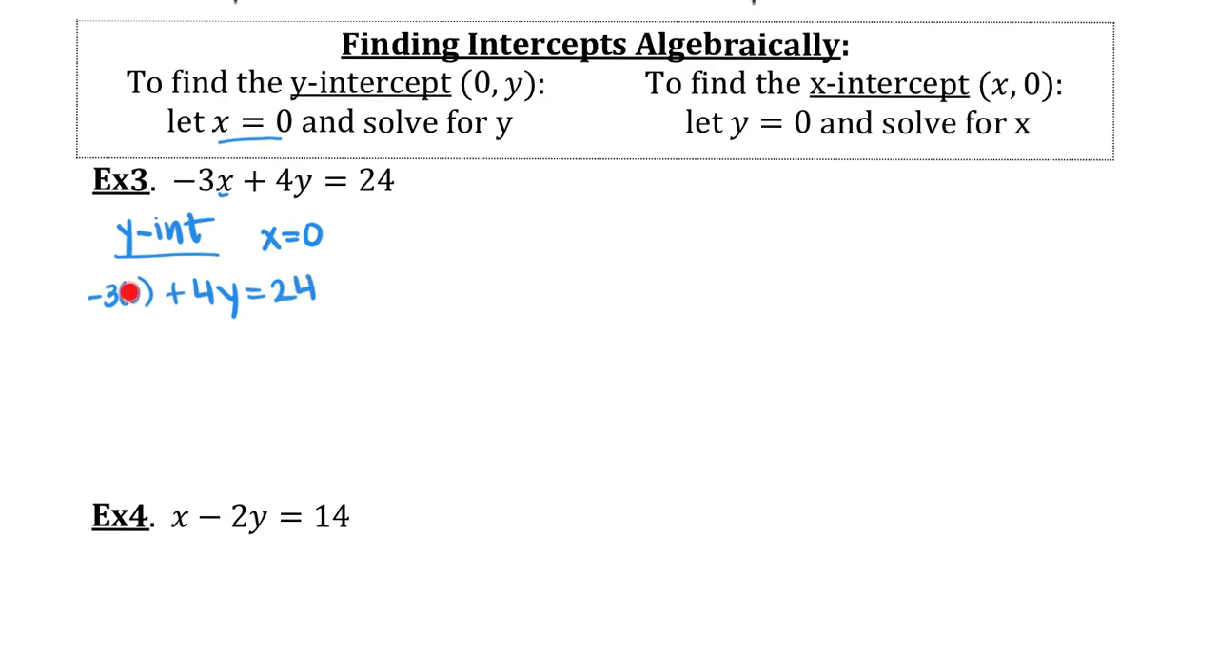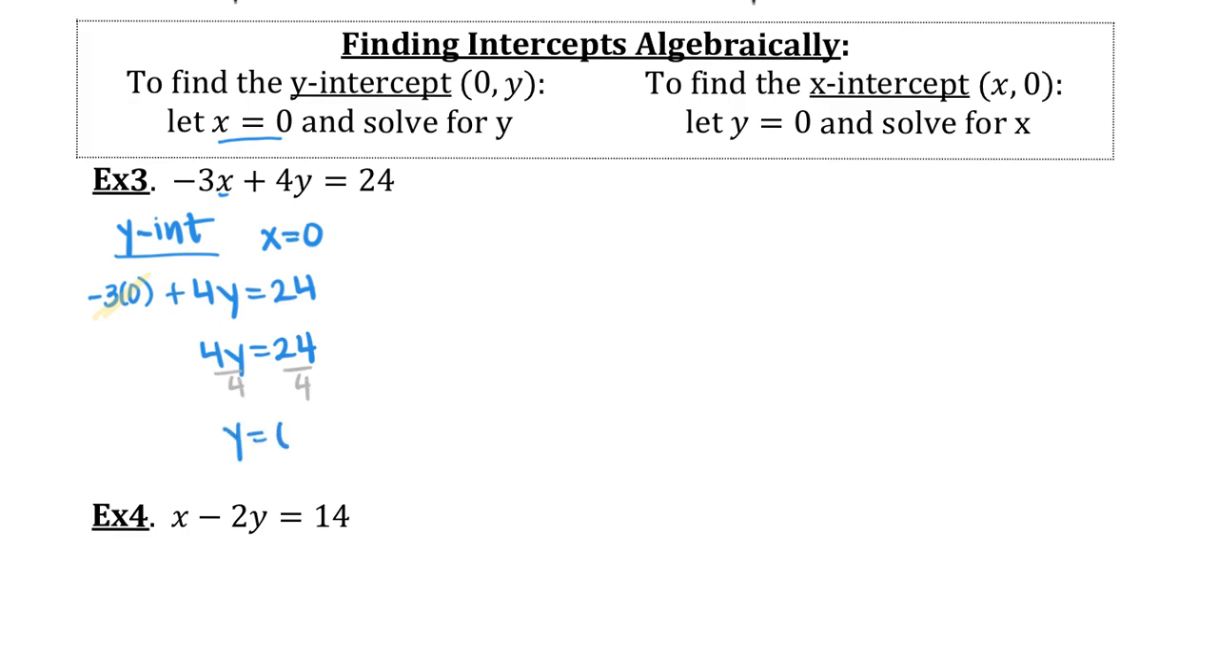Okay, now 3 times 0 is 0. So if I put a 0 here, it just goes away. So this won't be bad to solve. Let's bring down the 4y equals 24. Let's divide by 4. So I get y equals 6.